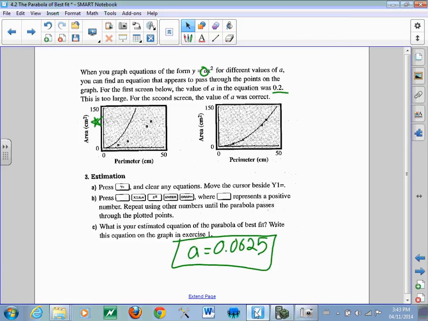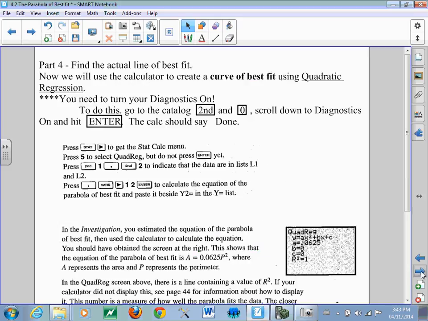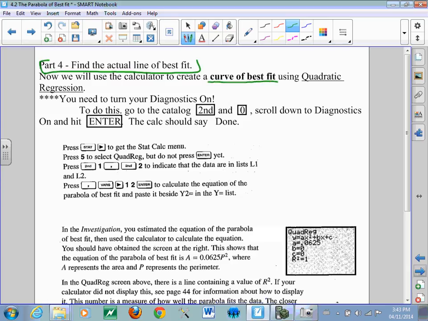However, that's the estimation part. The great thing about the graphing calculator, folks, is we can actually get the curve of best fit. We don't need to guess around. It will calculate it for you. So what we need to do is the curve of best fit using quadratic regression. In order to do this, we need to turn the diagnostics on. That's in your catalog. So let me go to the graphing calculator and we'll turn the diagnostics on.